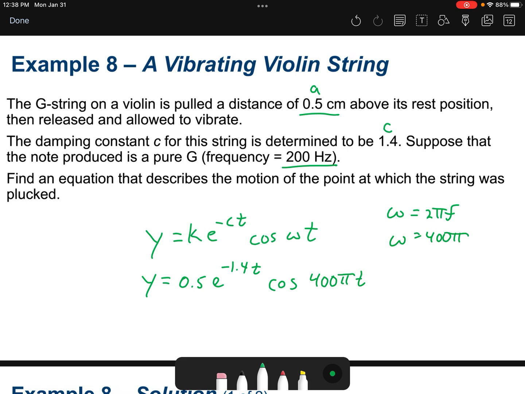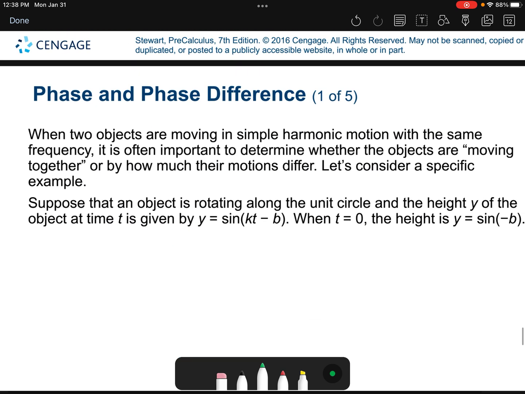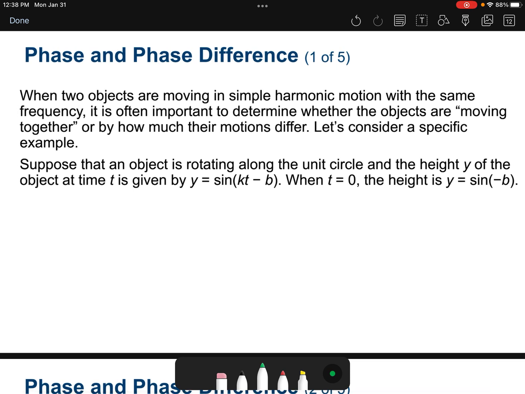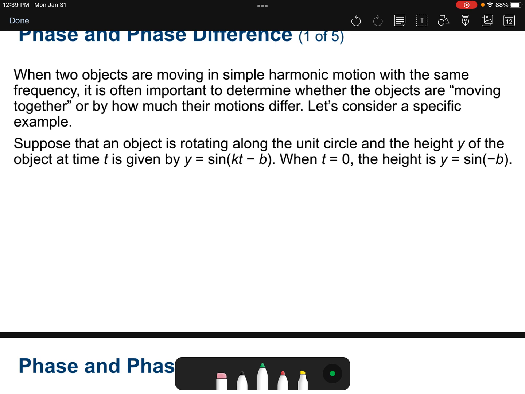note of G. Now, the last thing we're going to talk about is phase and phase difference. Now, when two objects are moving in simple harmonic motion with the same frequency, it's often important to determine whether objects are moving together or by how much their motions are differing. So let's consider a specific example.